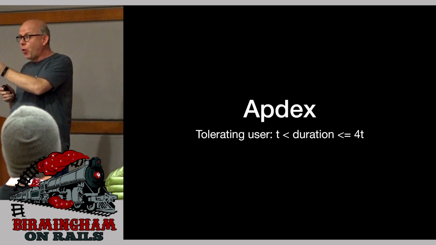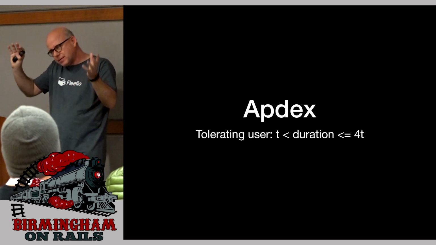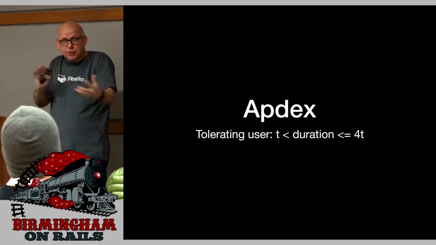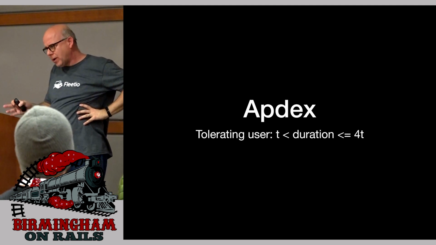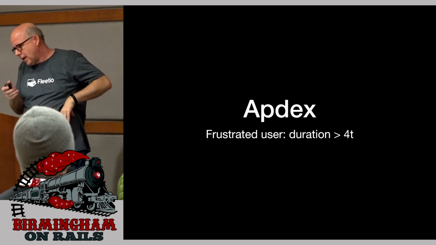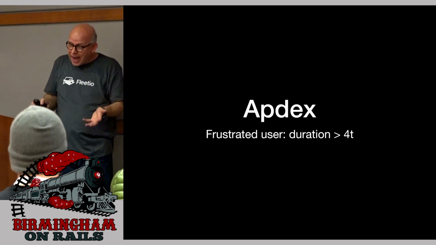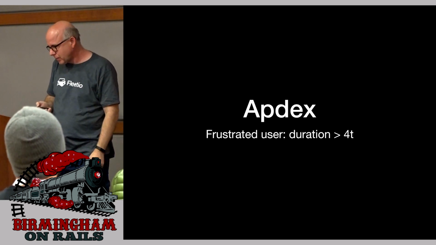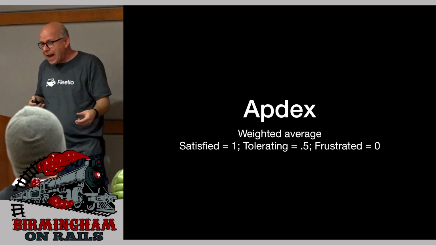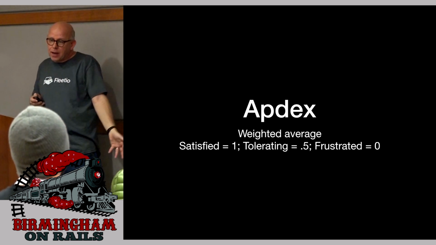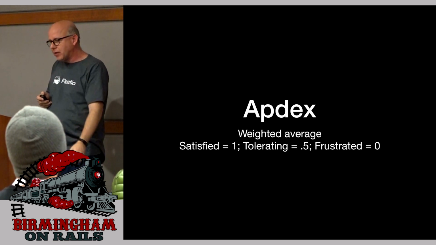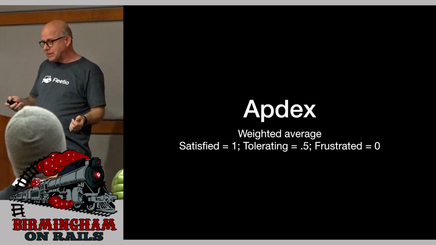Anything between T and 4T, so between 1 and 4 seconds, is tolerating; they're okay with it. The closer it gets to 4T, the less okay they are with it. When it crosses over 4T, they begin to get frustrated. They're no longer happy with what we're giving them. This is calculated with a weighted average. Satisfying ones get a weight of 1, tolerating a weight of 0.5, and frustrated a weight of 0.